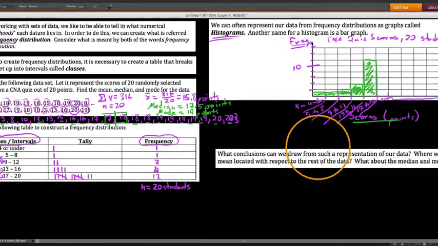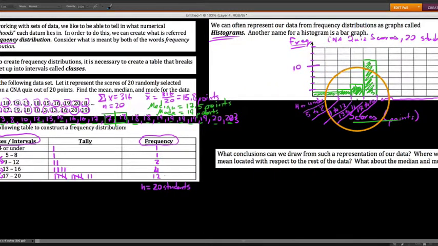We say, what conclusions can we draw from our set of data? Well, I would conclude that most students were in the upper end of this distribution, or had scores that were 13 or higher. Or most students were 17 or higher, we could say that. Also, where was the mean located with respect to the rest of the data? Well, the mean, remember, was 15.8.